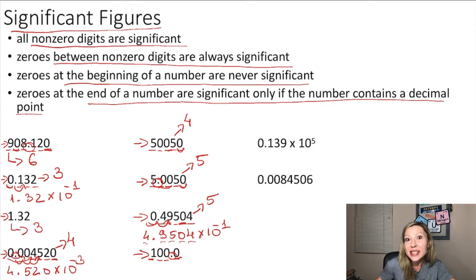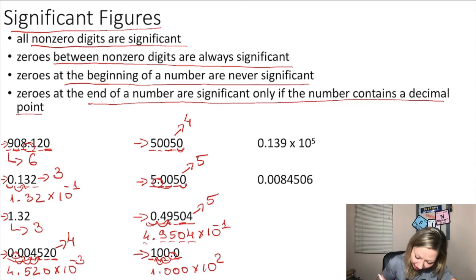Can I rewrite this number using scientific notation? I could. What would I get? Well, I could move my decimal point by 1 and 2, right? And get 1.000 times 10 to the second, because I moved my decimal place by 2. Now, this shows clearly that all my zeros are after the decimal place.